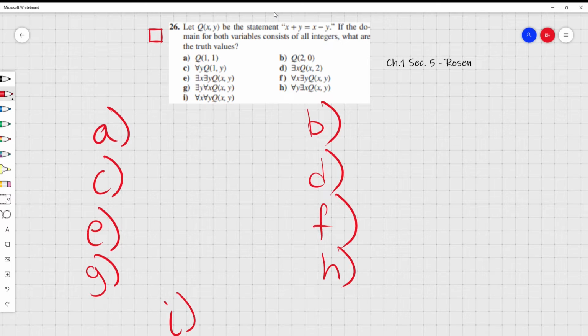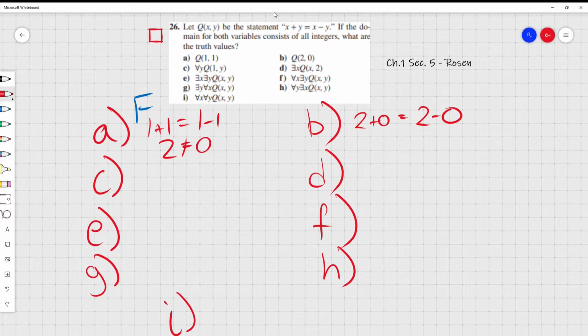All right, so if our statement is x plus y is equal to x minus y, then if we plug in 1, does 1 plus 1 equal 1 minus 1? This is obviously no, because 2 does not equal 0, so A is already false. B: is 2 plus 0 equal to 2 minus 0? This is actually true, basic math that I am definitely good at.